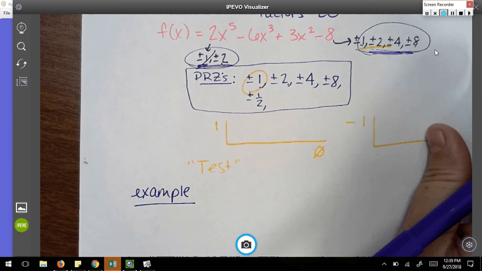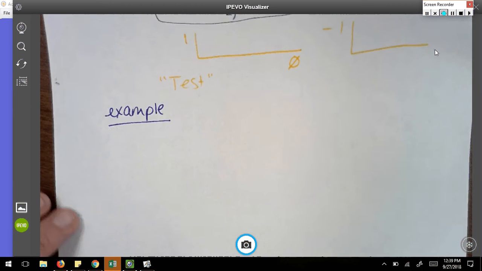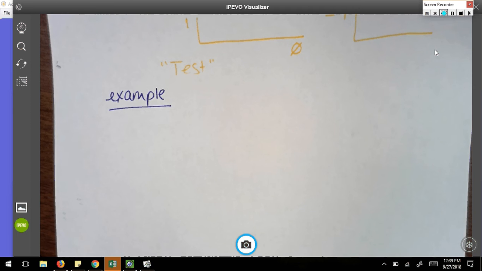Some of them are going to have double PRZs, and I'll show you what I mean by that. Some of these you'll have to do PRZs 2 or 3 times in order to get it down because you don't know how to factor them any further. Let's just start with what we know.